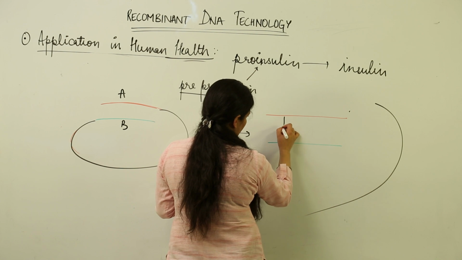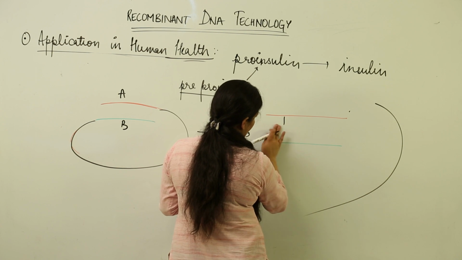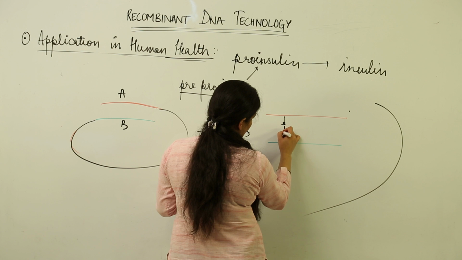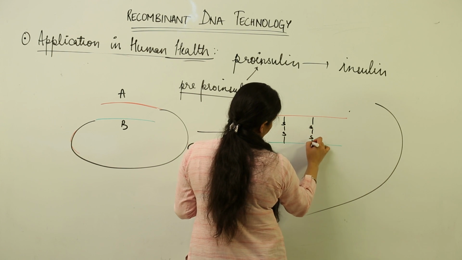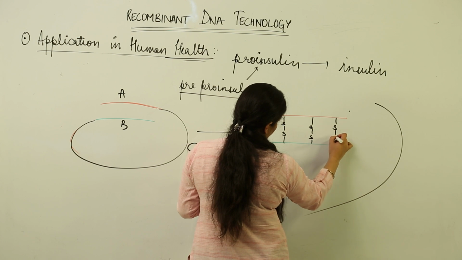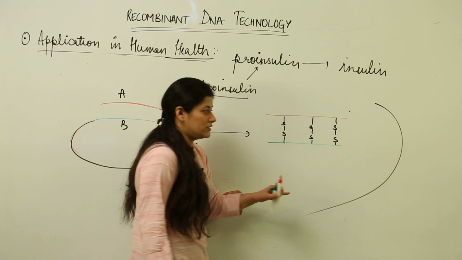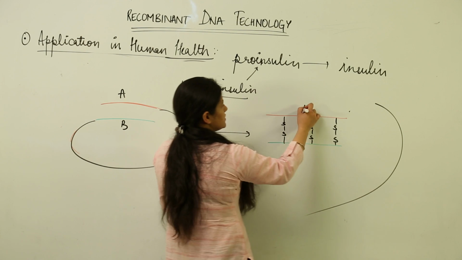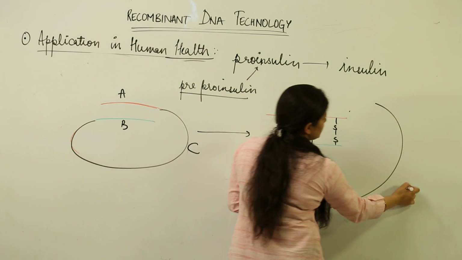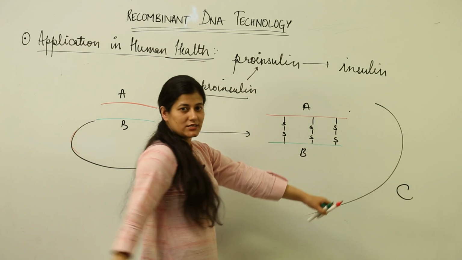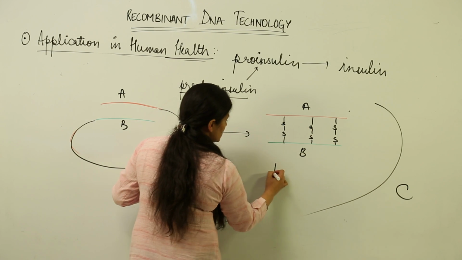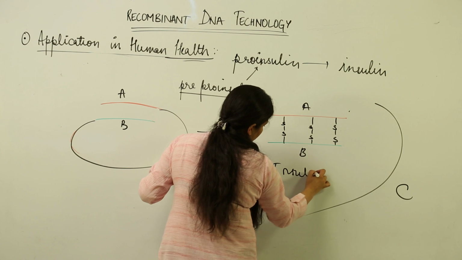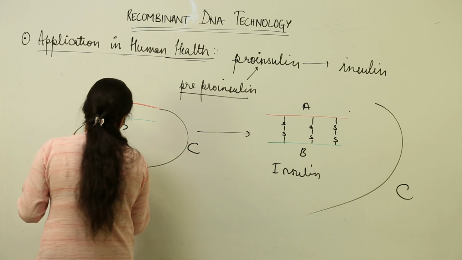A and B have disulfide bridges in between and that forms the insulin that would be responsible for the regulation of blood glucose level inside your body. This is A, this is B, this is C. A peptide, B peptide, C peptide has been removed. There are disulfide bridges present. Now, this is insulin. This is proinsulin.